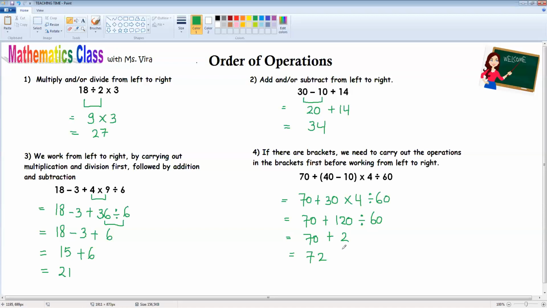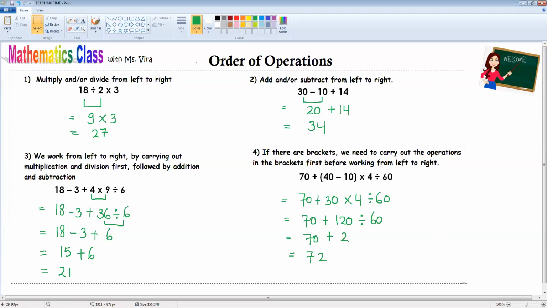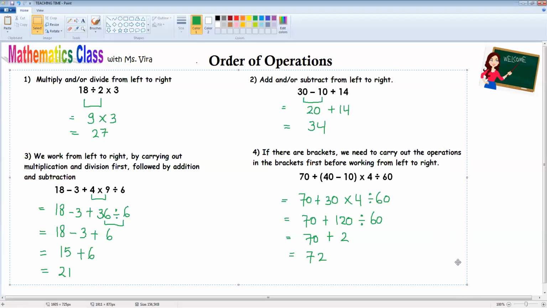Okay, I hope you can understand. I will give you 2 questions to help practice with the rules that I just mentioned.